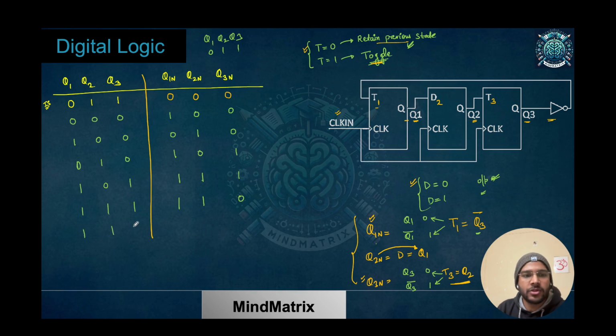Again, if I give the next clock pulse, 1, 1, 0, so what do I get? Q2n is equal to Q1, 1 here, so I will be getting 1 here as it is. What about Q1n, Q3 complement?